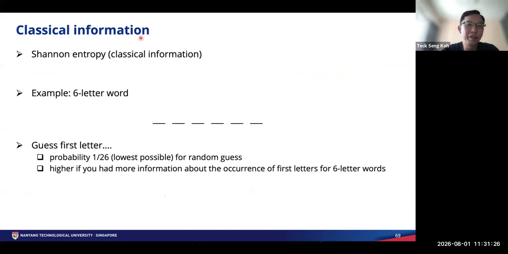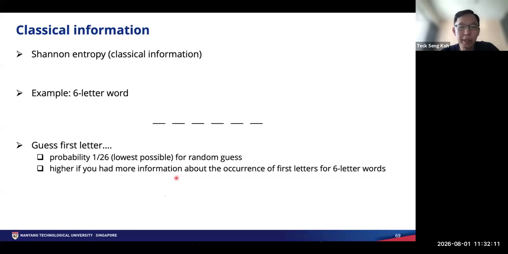So let's talk about classical information first, where it's defined by Shannon entropy. As an example, I have a 6-letter word here. If I ask you to guess the first letter, I actually wanted this to be interactive, but I think I don't have time. Then if you just did a random guess without knowing about the frequency of occurrence of first letters of 6-letter words in English, then your probability is 1/26 because there are 26 letters in the alphabet. If you knew more about the occurrence of first letters for 6-letter words, your guess will be better because you will then have an idea of all these probabilities, right?